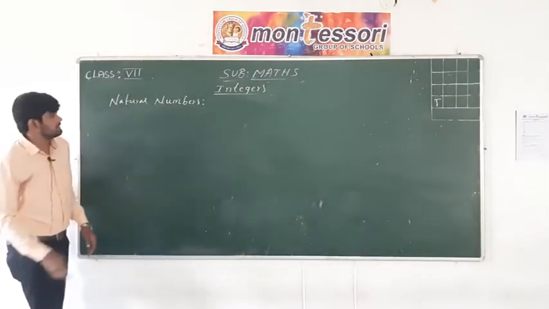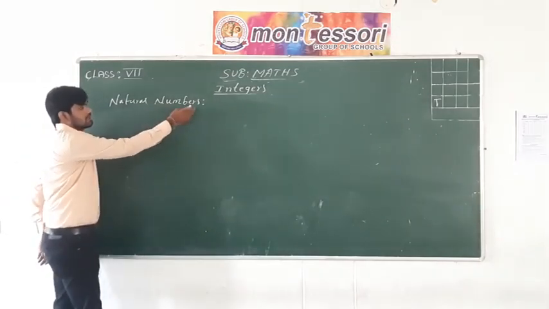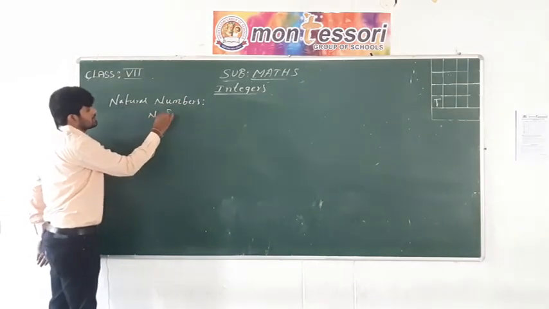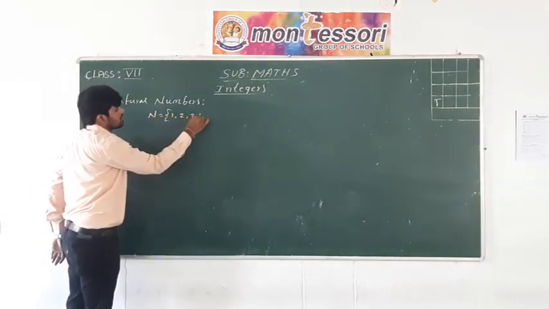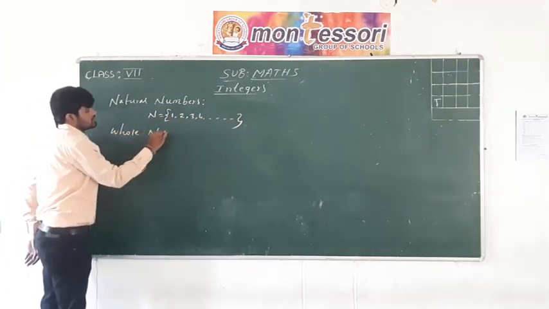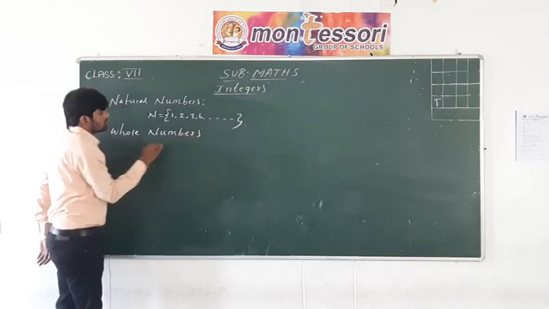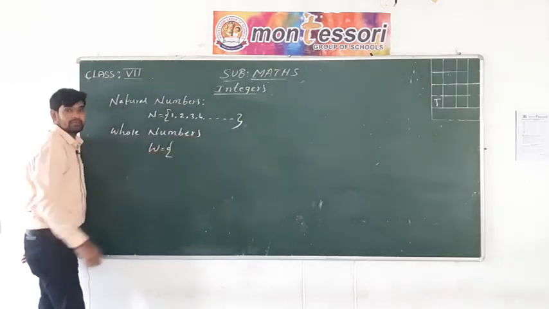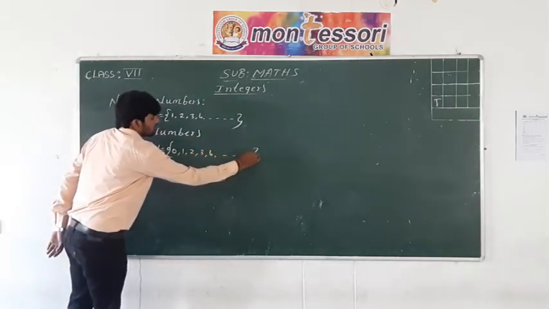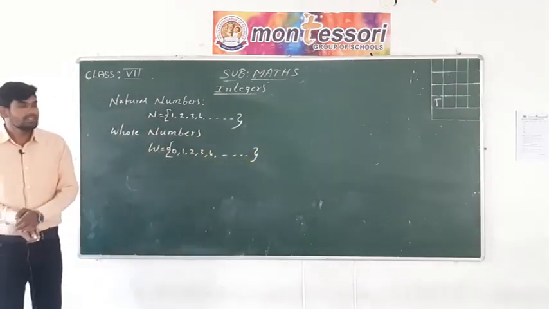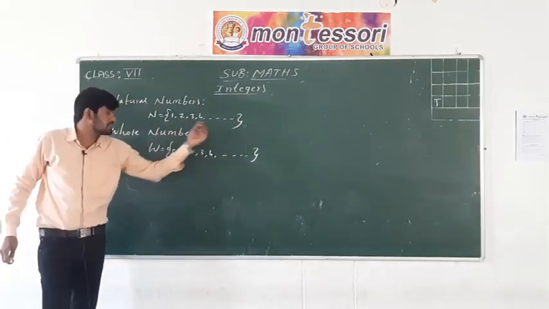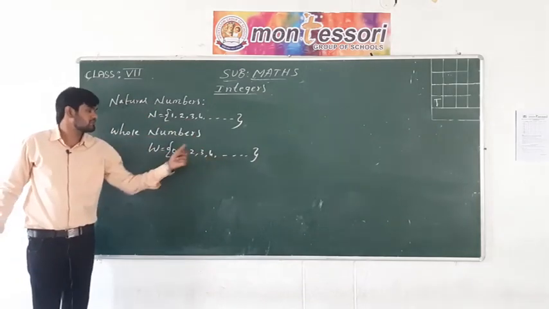Let me say once again, the natural numbers are also called counting numbers, where capital N is equal to 1, 2, 3 and so on. And the whole numbers are denoted with capital W, beginning from 0, 1, 2, 3, 4 and so on. Now coming to the integers. In the natural numbers we have the positive numbers, and in the whole numbers along with the positive numbers we have 0.